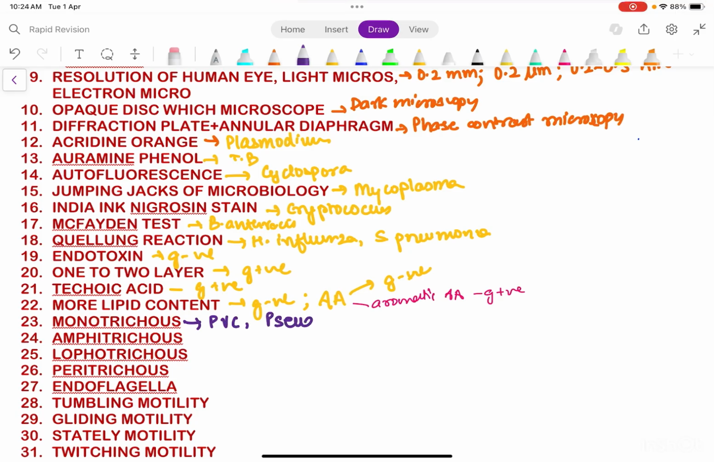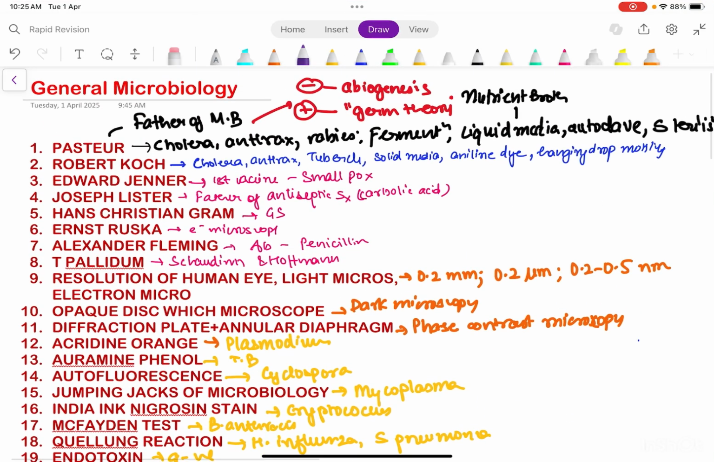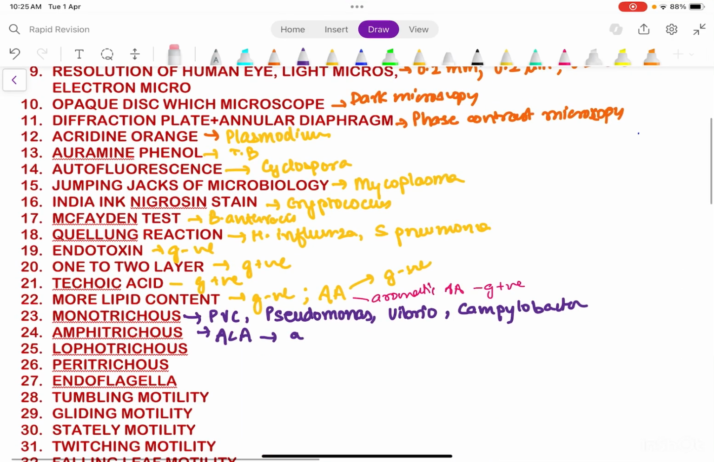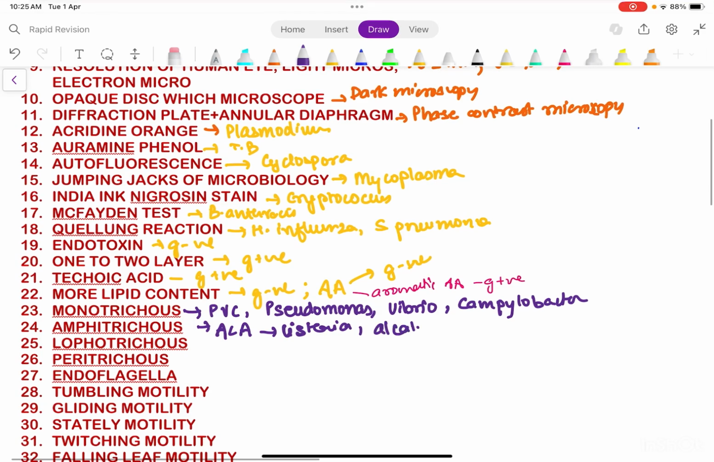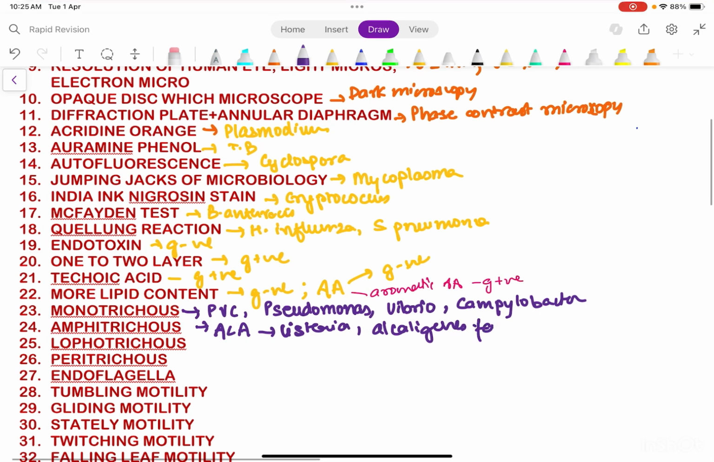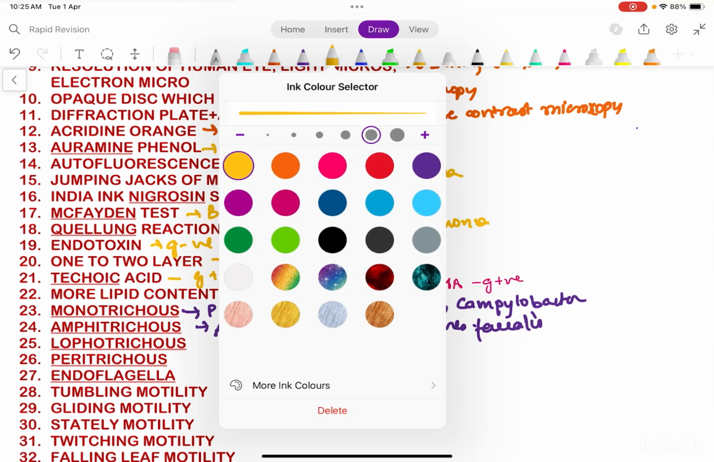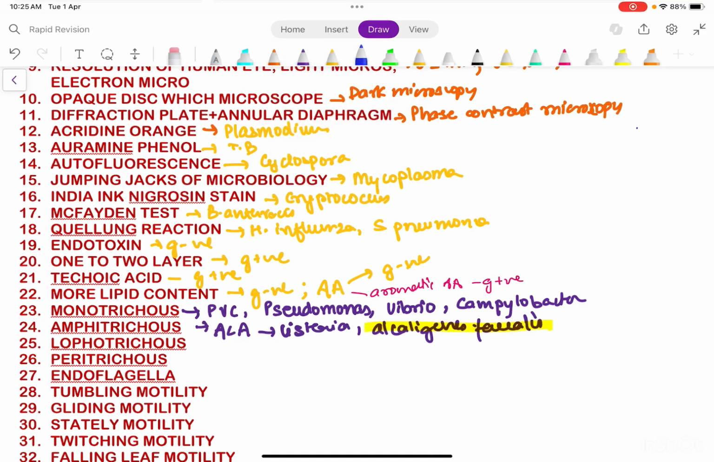All right, monotrichous. For mono, you have to remember PVC, which is Pseudomonas, Vibrio, and Campylobacter. Then for amphitrichous, you have to remember ALA. With L you can remember Listeria, and Alcaligenes faecalis, I think. I don't remember, I'll have to cross-check and verify it and tell you later on.